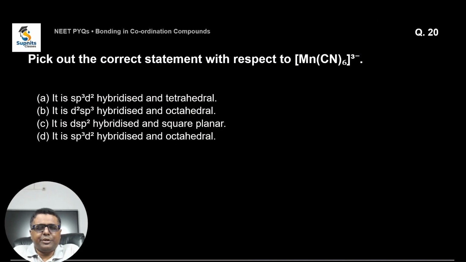Now, as we are moving on to almost the fag end of our lecture today, or PYQ solving session, I'll be giving you a lot of homeworks like this.